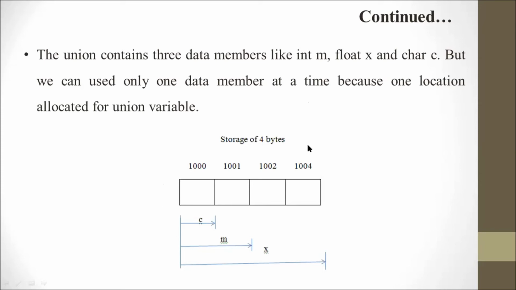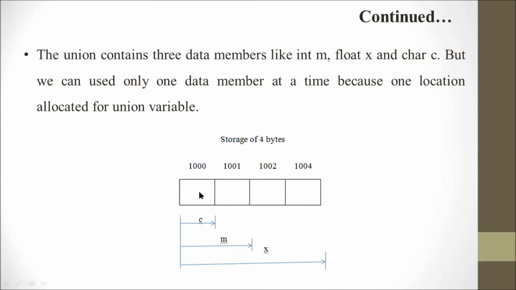So this is the memory representation of union. These three members store a total of 4 bytes, because for a union the maximum size is allocated. The float is the maximum size, so the union represents the maximum size.